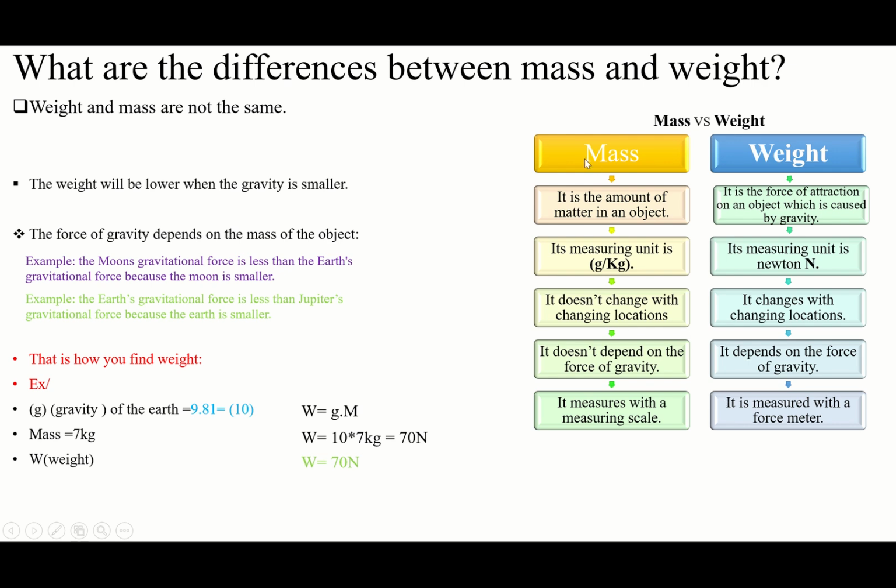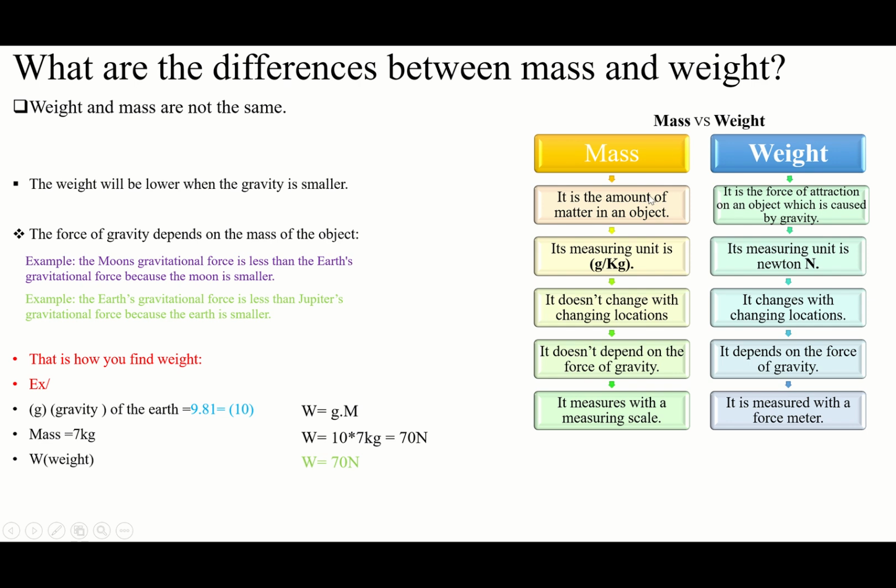So, mass is the amount of matter in an object. It means for mass, the amount is important. The amount of matter in an object is going to be the mass of the object. But weight is the force of attraction on an object, which is caused by gravity. For weight, you are focusing on the force of attraction, but for mass you are focusing on amount. The amount tells us the mass of the object, but the force of attraction will tell us the weight of the object.